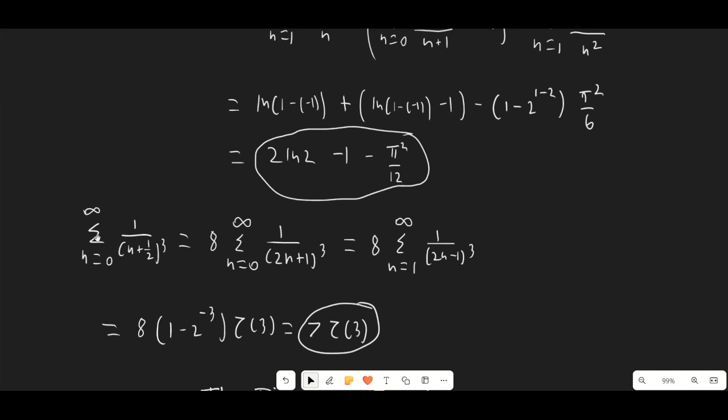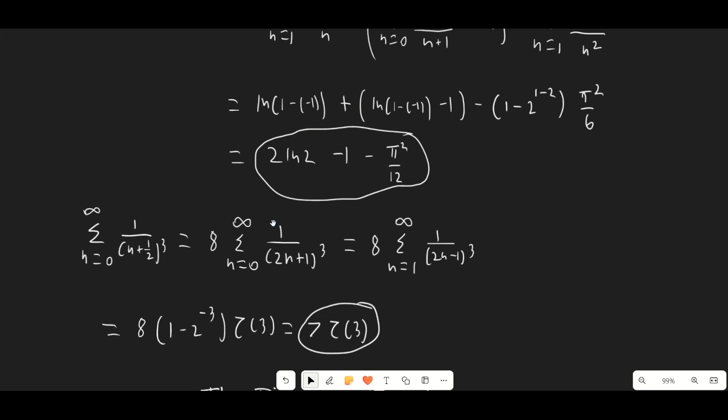Here's another situation where we could use the other formula right here. If we have the sum from n equals 0 to infinity of 1 over n plus 1 half cubed, well, now we can't really use the zeta function because we're shifted over by 1/2. If we were shifted over by 1, for example, if this said n plus 1 or n plus 2, then we could just shift the index until we get something that looks like the zeta function. But in this case, we can't do that because we have 1/2, so we can't ever get that to look like an integer. However, what we can do is multiply by 8 on the top and bottom.